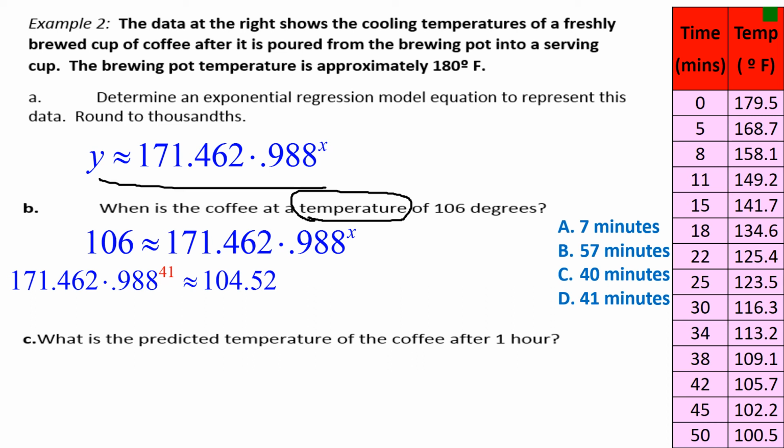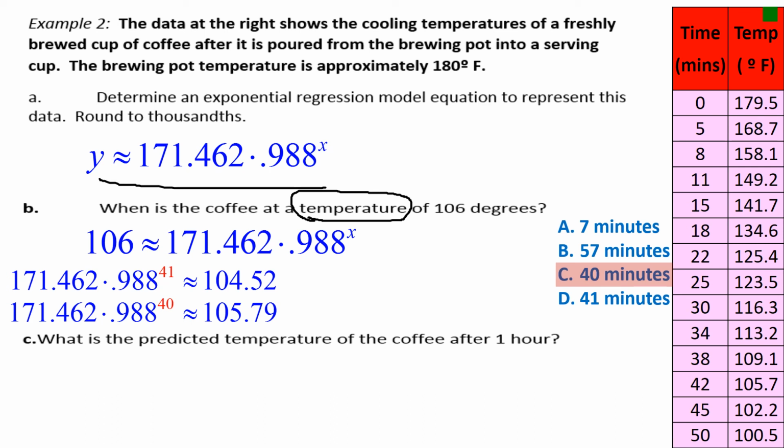So after 41 minutes, the cup of coffee is 104.52 degrees. So let's try 40. Once we put in 40 minutes for X, we get out 105.79. If we take a look, the question said, when is the temperature of the coffee 106 degrees? We're not going to get any closer than 105.79. What does that mean? The correct answer is 40 minutes.